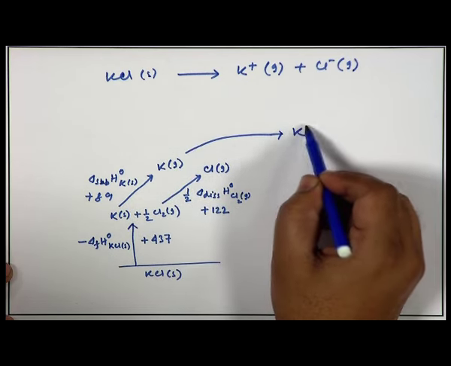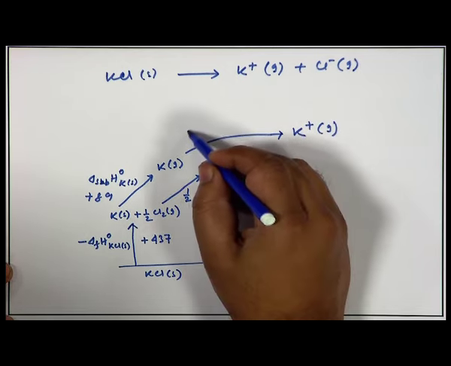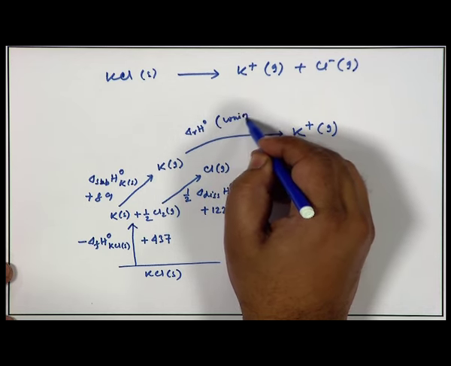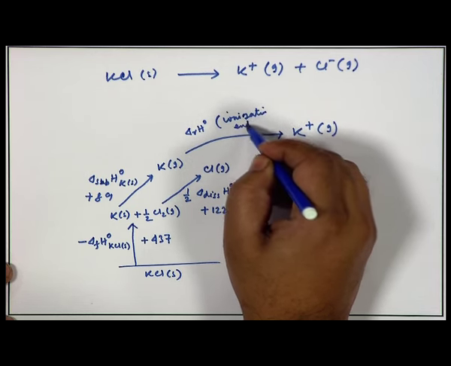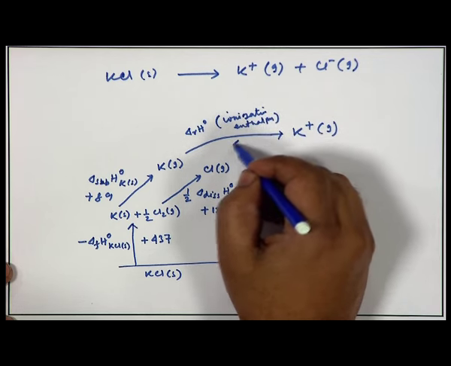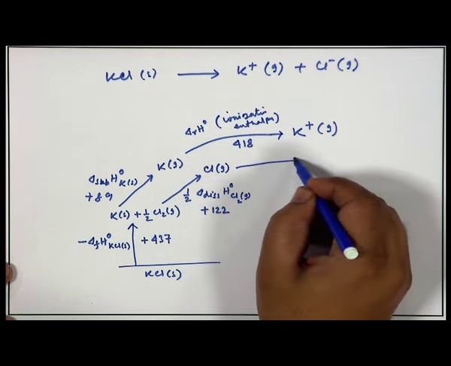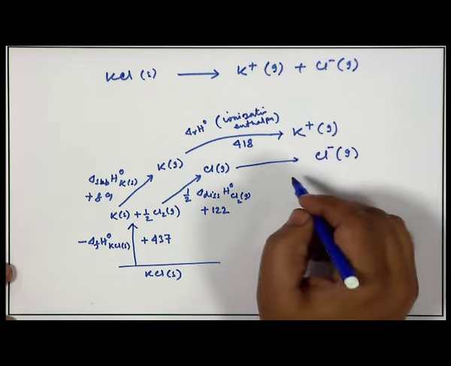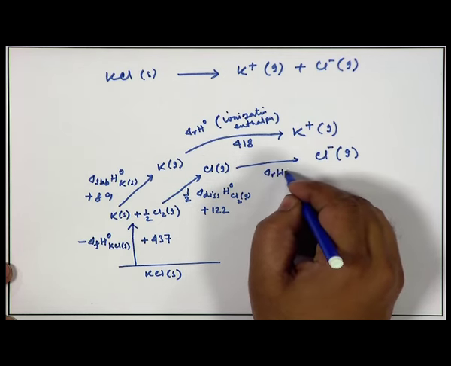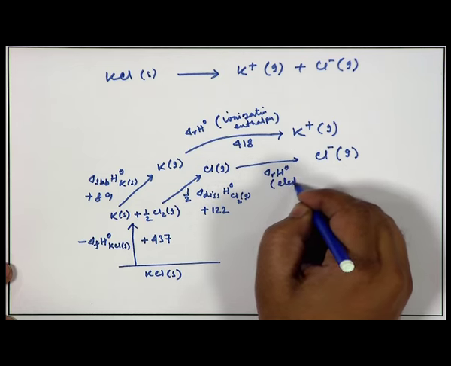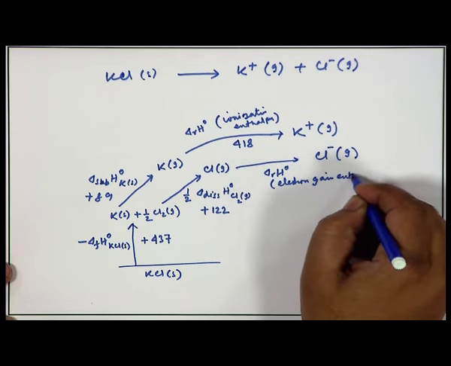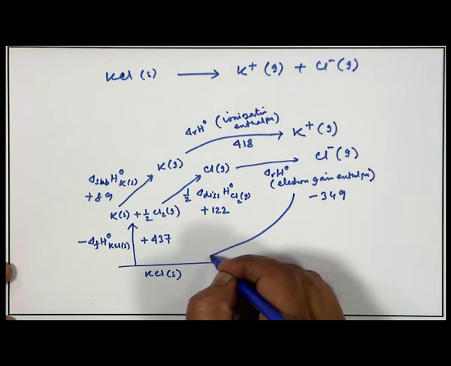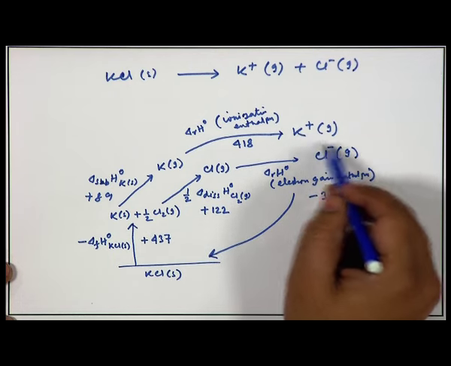Now, this K gas will be converted to K plus gas. This is the standard reaction enthalpy for ionization, the ionization enthalpy, whose value is 418. Chlorine will take up an electron to form chloride gas. So, it is the electron gain enthalpy, delta R H, and the value is minus 349. From here we form the ions in the gaseous phase.